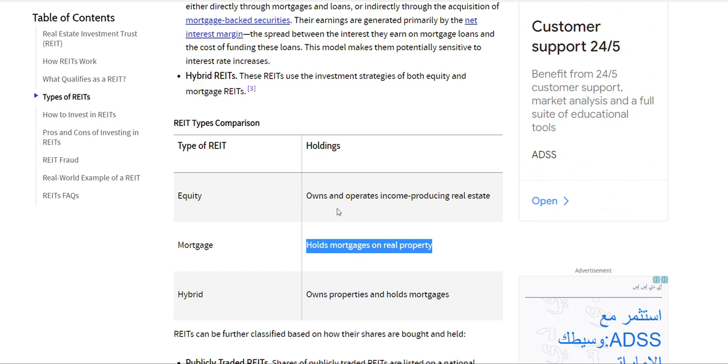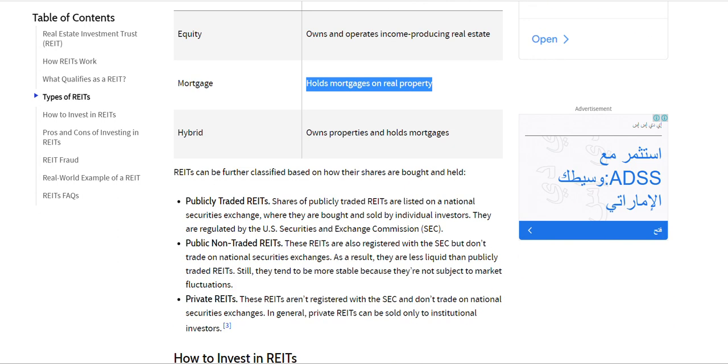So they basically own and operate income-producing real assets, whereas the mortgage type holds mortgages on real properties. Okay, and then you've got hybrid, which is basically a bit of both. So that is basically what REITs are. So let's now have a look at this ETF.